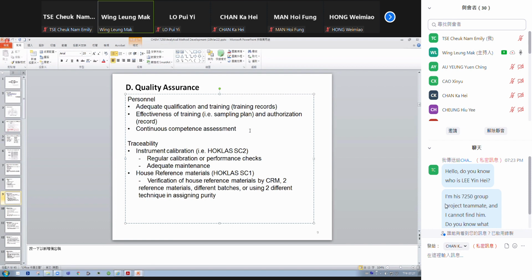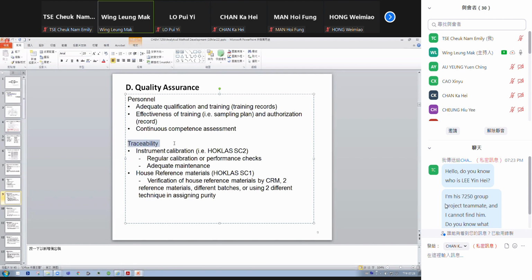And also, you need to give him or her continuous competence assessments. After 2 years, maybe he or she will have some ideas and modify the test procedure. If so, you need to revise the SOP. Otherwise, you are not following the SOP and you may give another wrong result.